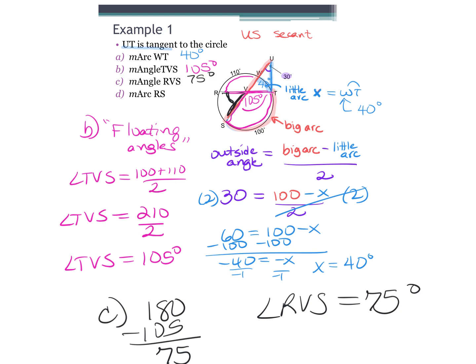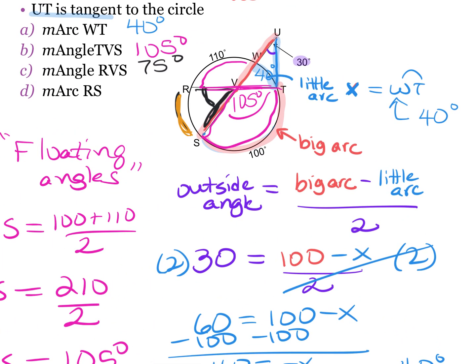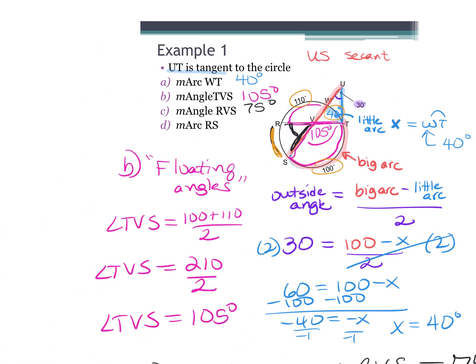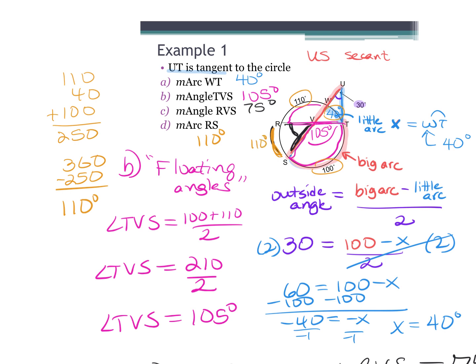And then the last one, it's asking me to find the measure of arc RS. So RS is right here. So if you think about it, probably the easiest way, we could do our floating angles. However, the easiest way to do it is if you notice, we already have every single arc piece except for that one. So I'm going to just take the 110, the 40, the 100. I'm going to add those 3 arcs and then subtract from 360 to get the measurement of arc RS. So 360 minus 250 and arc RS is equal to 110 degrees. We could have also done our floating angles, but again, multiple ways to do these.